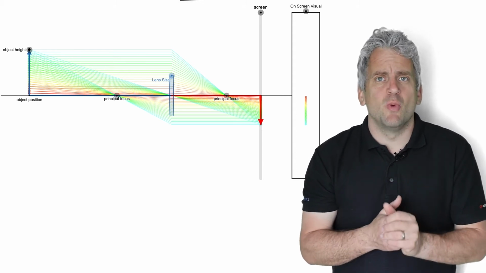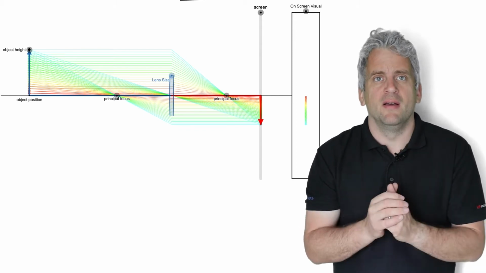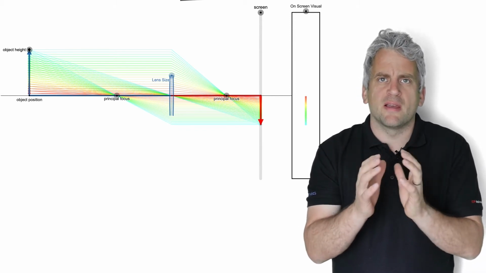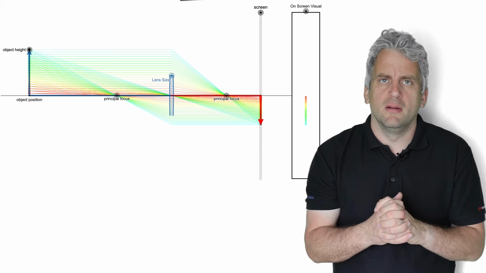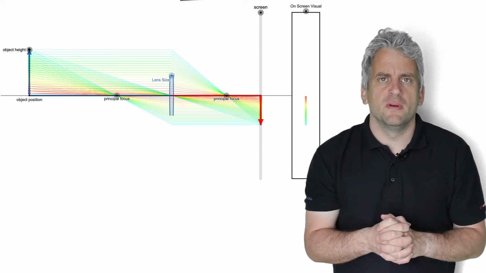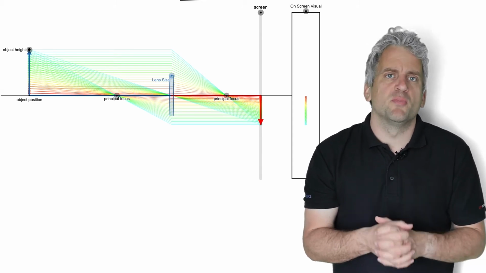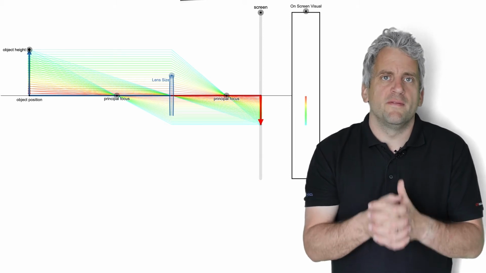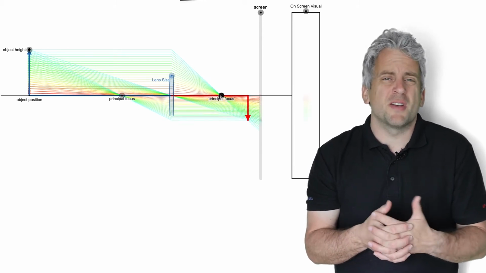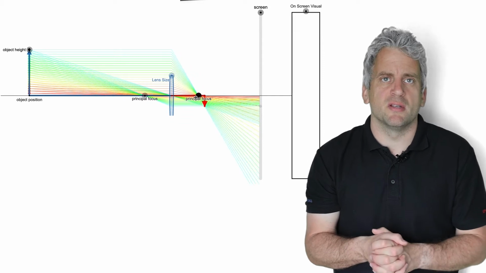The second question is what happens if I make the lens curvier? That is, what will happen to the focal length if I make the lens fatter in the middle? Pause the video if you need to. The answer is that the focal length is brought closer to the lens. The focal length decreases. In my experience, most students get this right.